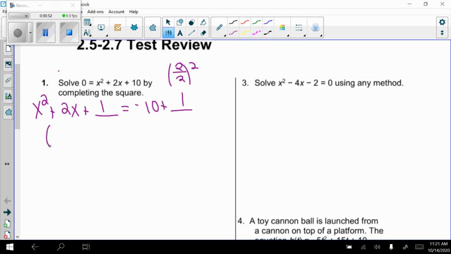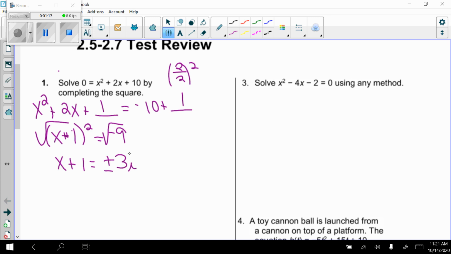Now the left-hand side will factor to a perfect square, x plus 1 quantity squared equals over here, I have negative 9. They asked me to solve it, so I'm trying to get the x by itself, so I need to take the square root of both sides. So I get x plus 1 equals, remember, positive and negative because I put the radical in the problem. The square root of 9 is 3. The negative comes out as an i, so positive negative 3i.